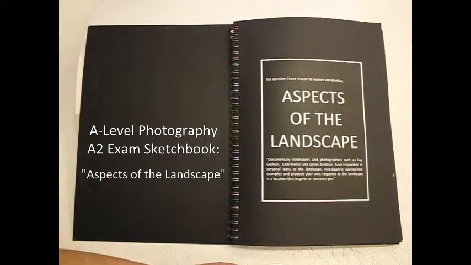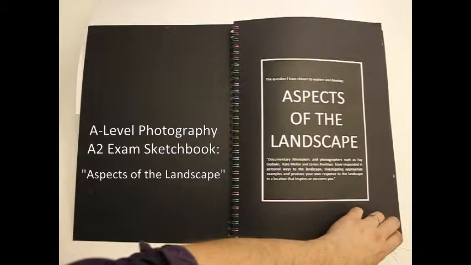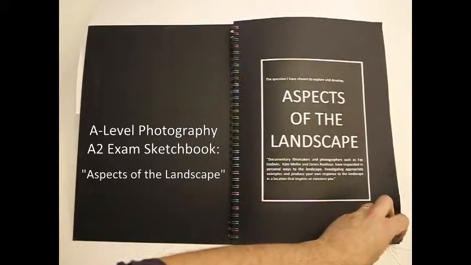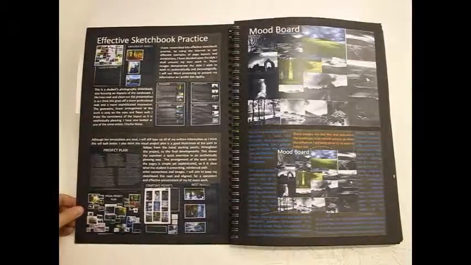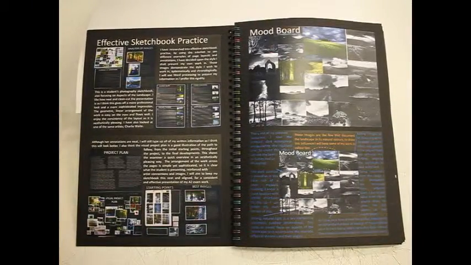Hello there guys, this is just another A-star example sketchbook from an A2 photography exam question this year, Aspects of the Landscape. Really super book, all the way through really thorough, and what I'll do is I'll put at the end in some of the really amazing images that were taken right at the end.